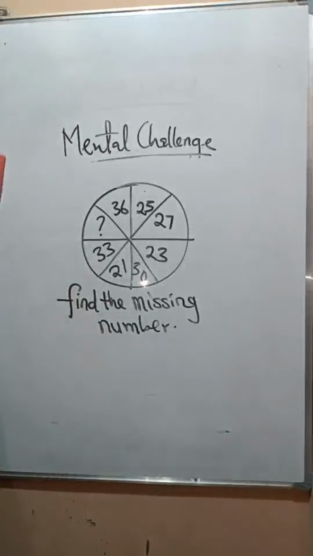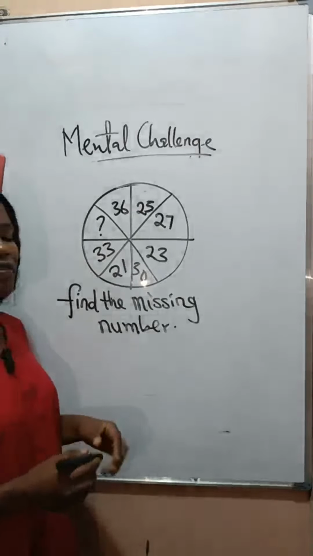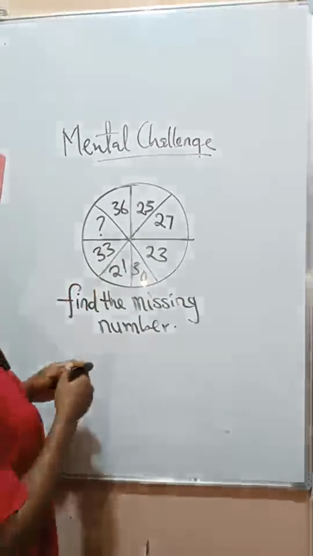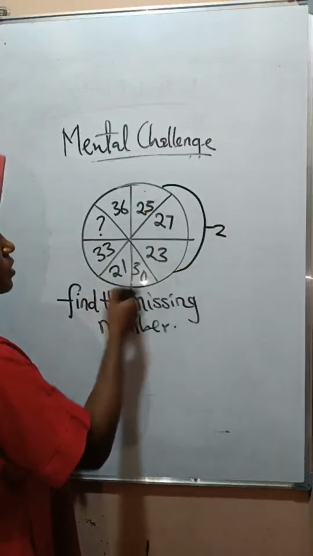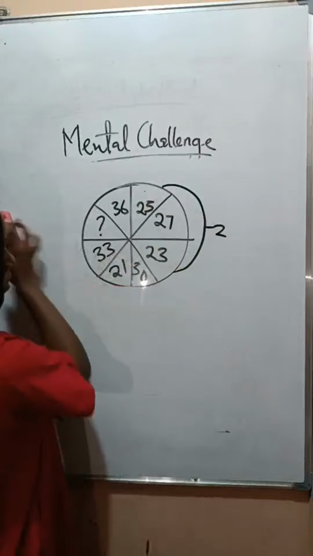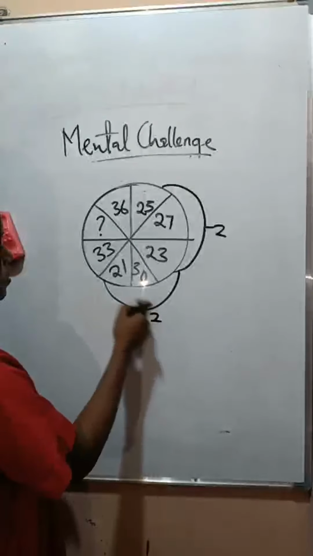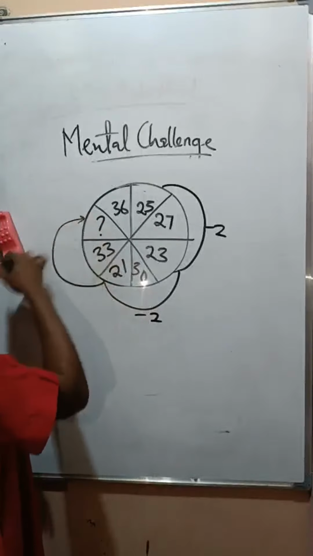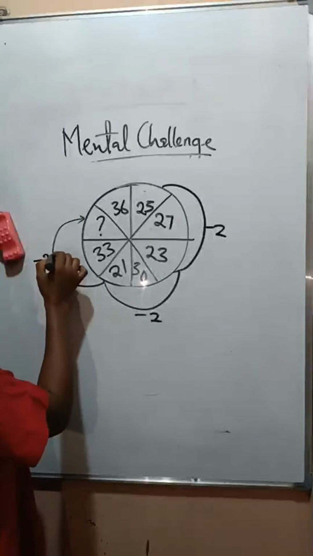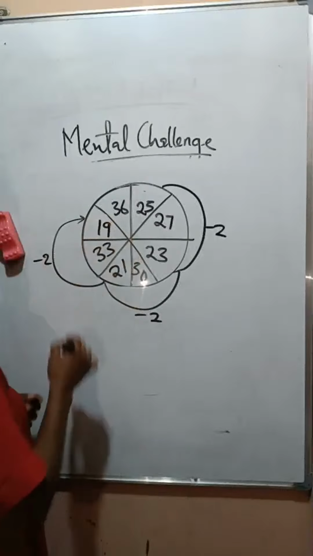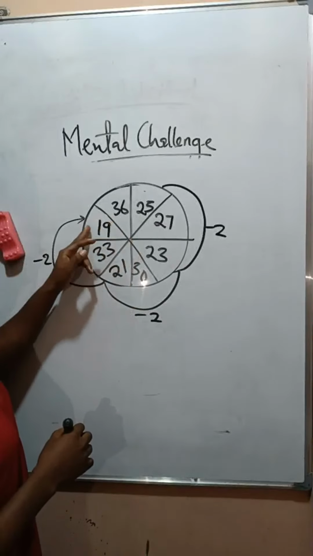Okay, so I think it's time for me to answer this. Now we have two patterns here. You can see this minus 2. 25 minus 2 is 23. Then if you follow the same pattern, 23 minus 2 is 21. And the number we are looking for falls within this pattern. So 21 minus 2 will give us 19, right?